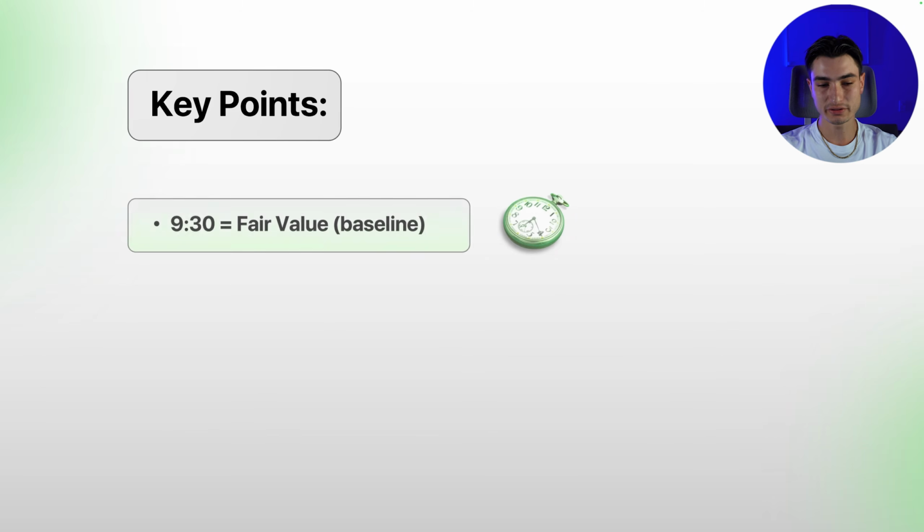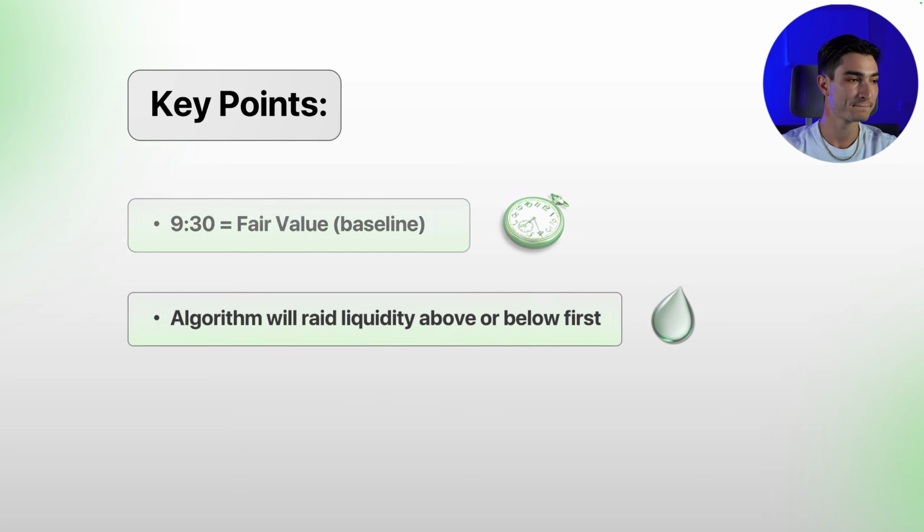All right, so in conclusion, 9:30 is your fair value baseline. So when you first start the session at 9:30, that initial reference point is very important to understand where it's at in relation to the liquidity pools that you're going to be targeting. The algorithm will raid liquidity above or below first, and that's what's going to then create the opportunity for our tradable one setup for life model.